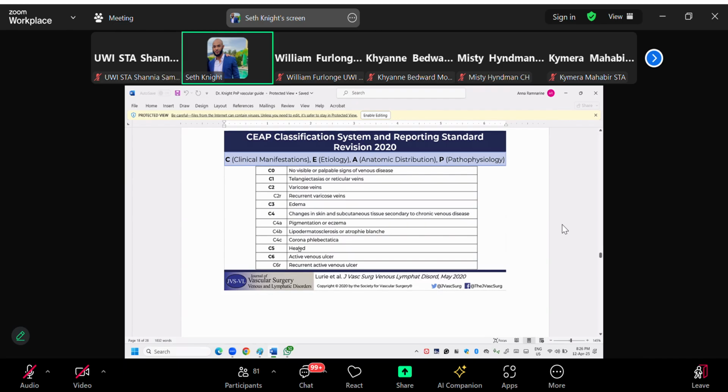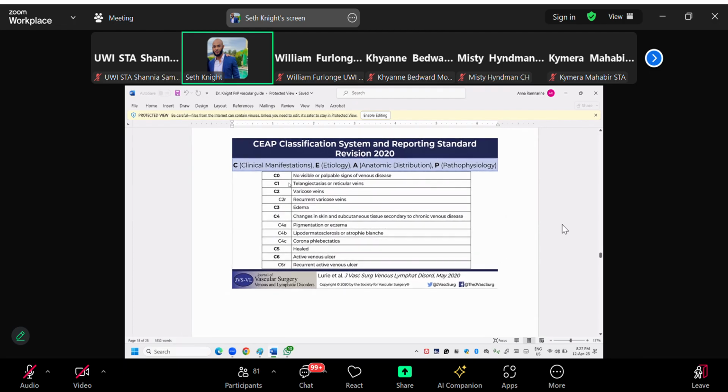All right. C5 is where you have a healed ulcer, and C6 is where the patient has an active venous ulcer. So of course it goes from 0 to 6 in worsening severity. C6 being your worst, C0 being no visible disease, and everything in between. Please just learn your CEAP classification.